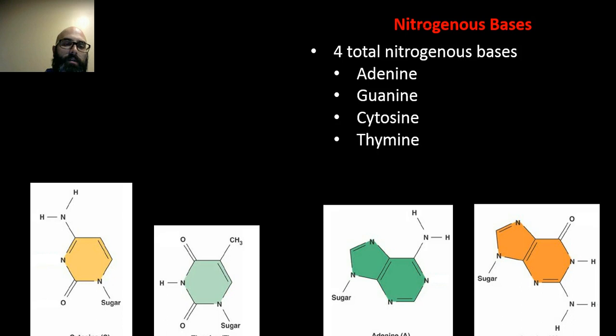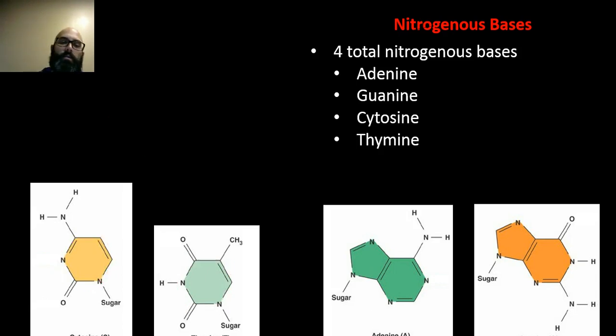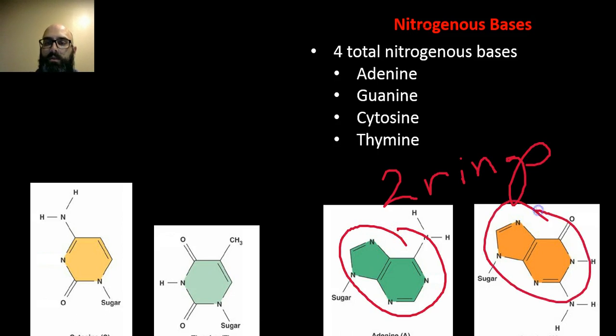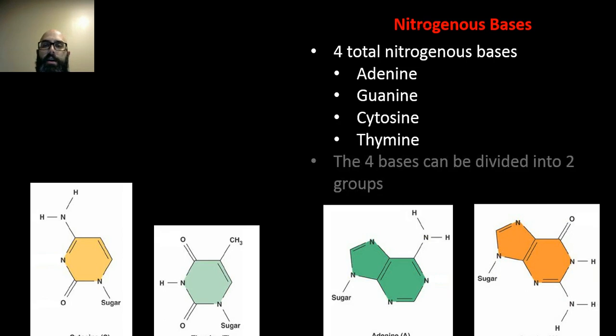If you'll notice, the two over here on the left-hand side, thymine and cytosine, only have what's called one ring. That one ring is this thing right here and this right here. That common characteristic alone is what separates them from the other two, which have two rings. 1, 2, 1, 2. What that allows us to do is, within those nitrogenous bases, we can actually split them into two separate groups. Those two separate groups are going to be called purines and pyrimidines.